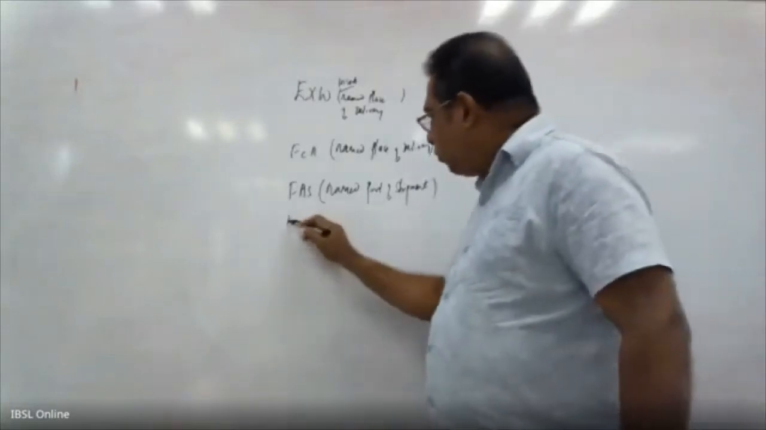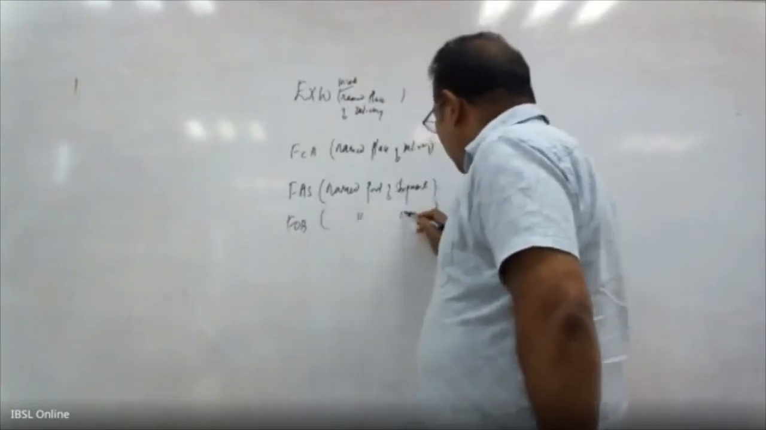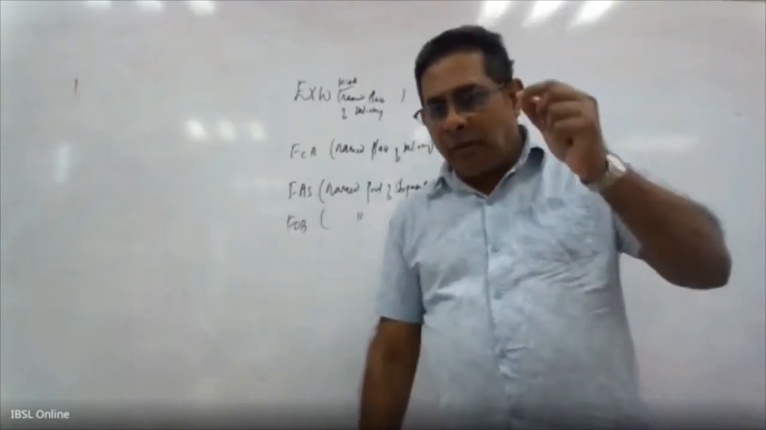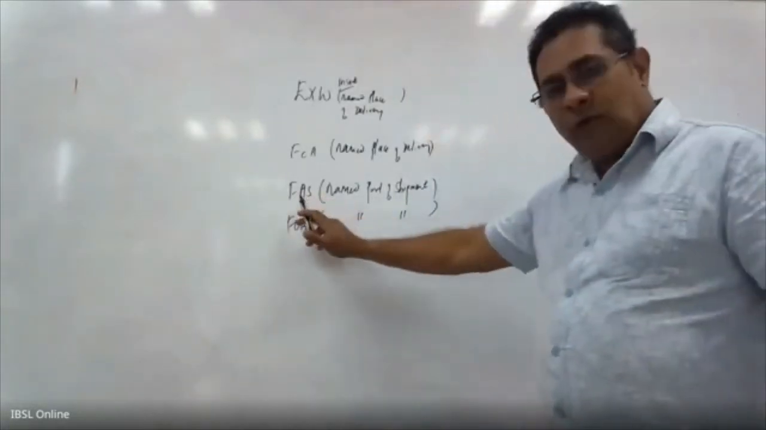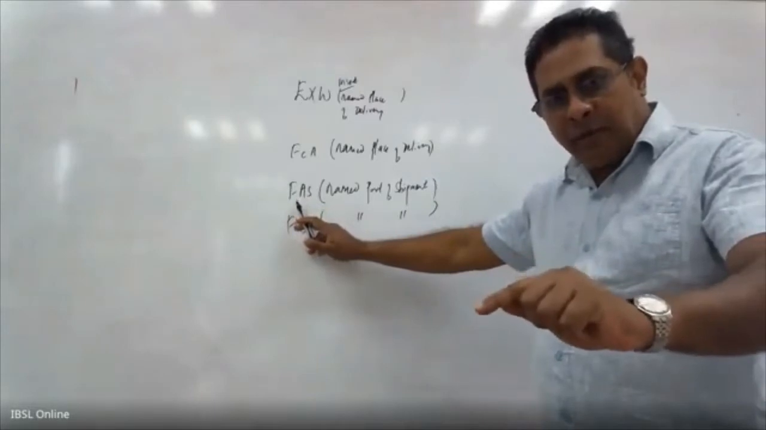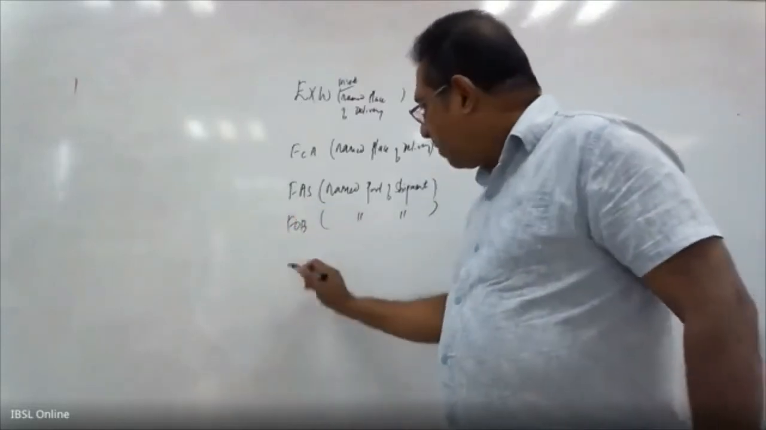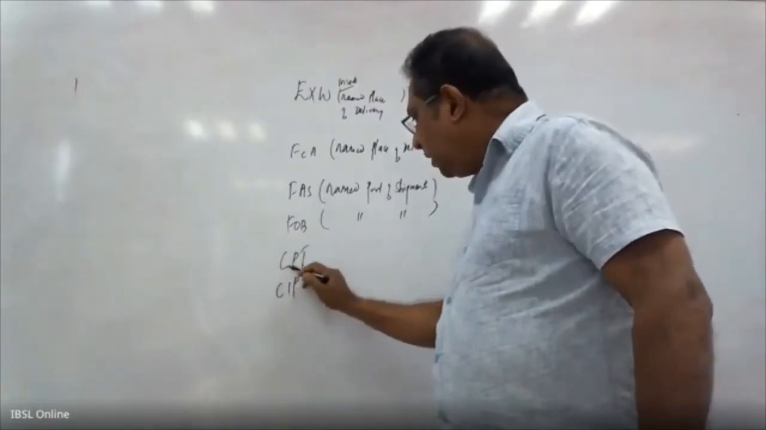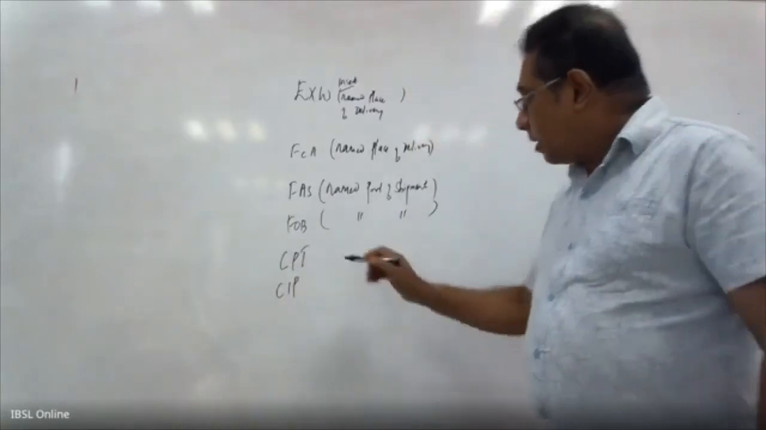If it is FOB, it's the name port of shipment, because at the port of shipment only the risk passes on. In this case, of course, it's in the port of shipment, but outside the ship. FOB. Then you have the CPT and the CIP, carriage paid to, carriage and insurance paid.